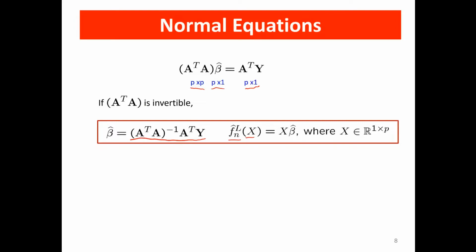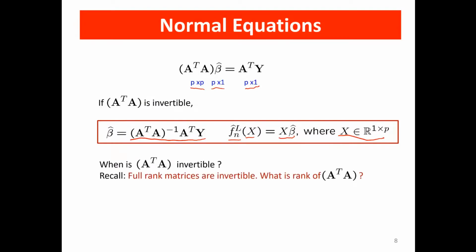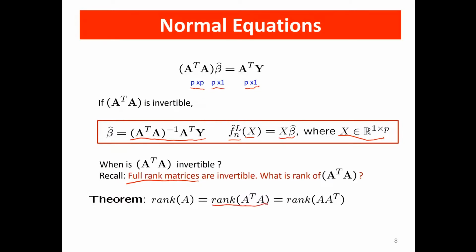Our prediction function is f hat. We use subscript n because we had n training points, and I just use this capital L notation to indicate that this is a linear function. So our prediction at this point x is just x times beta hat. Again, this is a linear function. Here, as we already discussed, x is just a p-dimensional row vector. So then the next question is, when is A transpose A invertible? You should remember from linear algebra that full rank square matrices are invertible. A transpose A is a p times p matrix. We know that when the rank is p, then A transpose A will be invertible. There's a theorem which says that the rank of A transpose A is the same as the rank of A times A transpose, and that's the same as the rank of A.